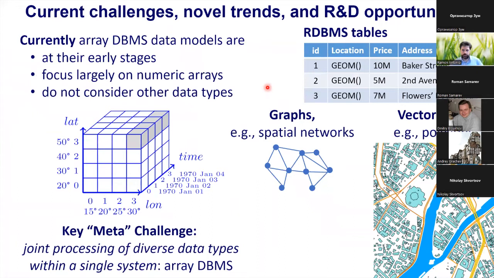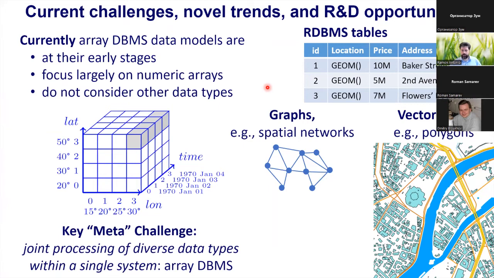Array DBMS data models are at their early stages, so they largely focus on numeric arrays and largely omit other important data types, including polygons, tables, graphs, and we have a lot of challenges related to this approach. So nowadays, a key meta challenge is the joint processing of diverse data types within a single system, an array DBMS. So let me showcase several promising research and development opportunities.